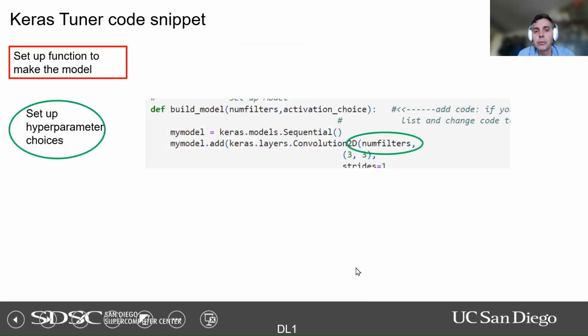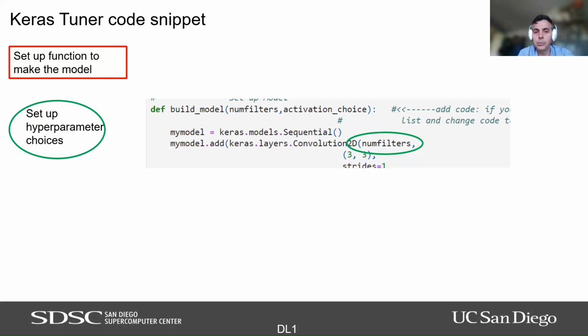And just to give you a feel for what that looks like, if you have some code and you're doing some model, it's a good idea to make your model a function, have a build model function. And in this build model function, you have your parameter choices. Maybe it's an activation choice, maybe it's a number of filters. And these are your hyperparameters.